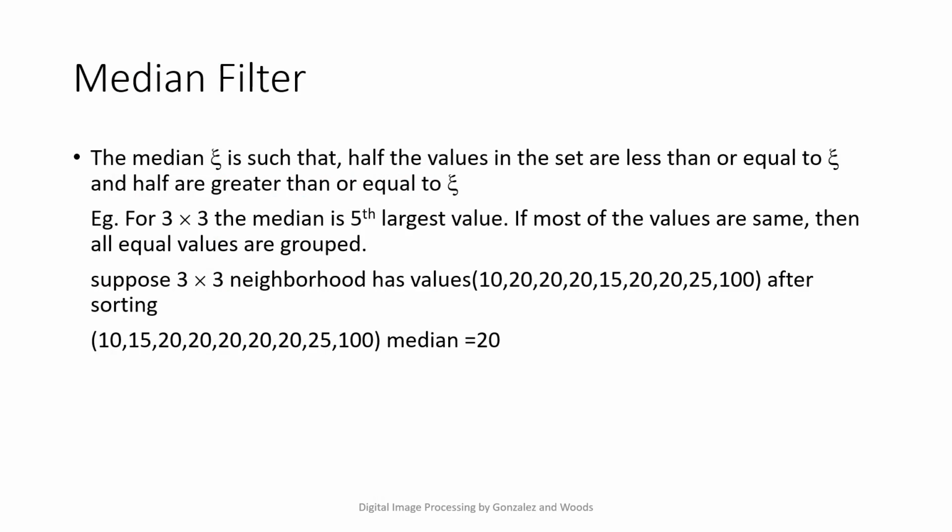This is the example I have given for a 3 by 3 median, the fifth largest value. You have to sort it and take the median value. After sorting from lowest to highest, 1, 2, 3, 4, 5, this is the fifth element. This median value is 20, so we are going to replace the value by 20.